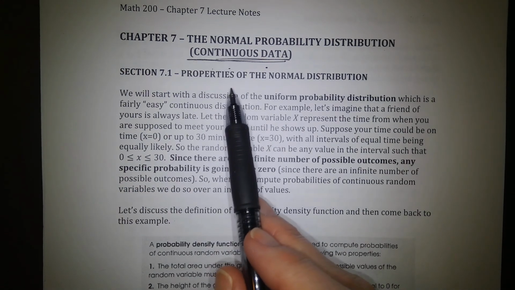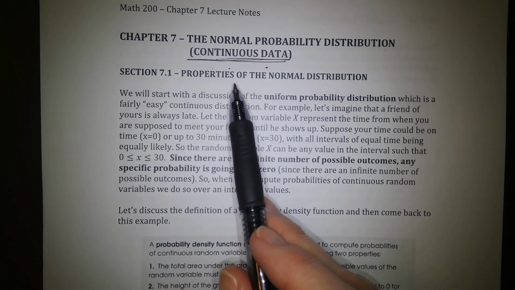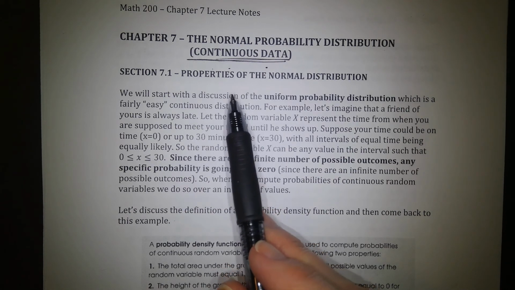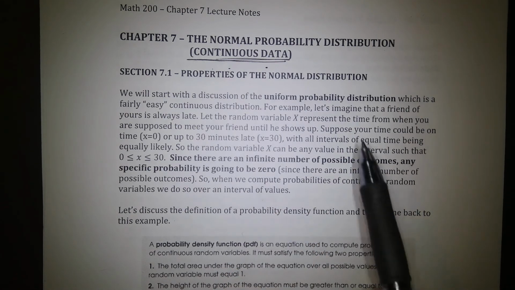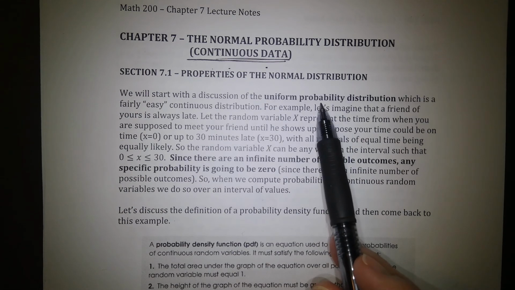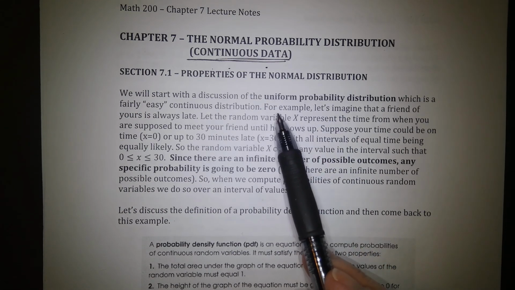In the first section, 7.1, we'll talk about the properties of the normal distribution first. We will start with a discussion of the uniform probability distribution. This is an easy continuous distribution.